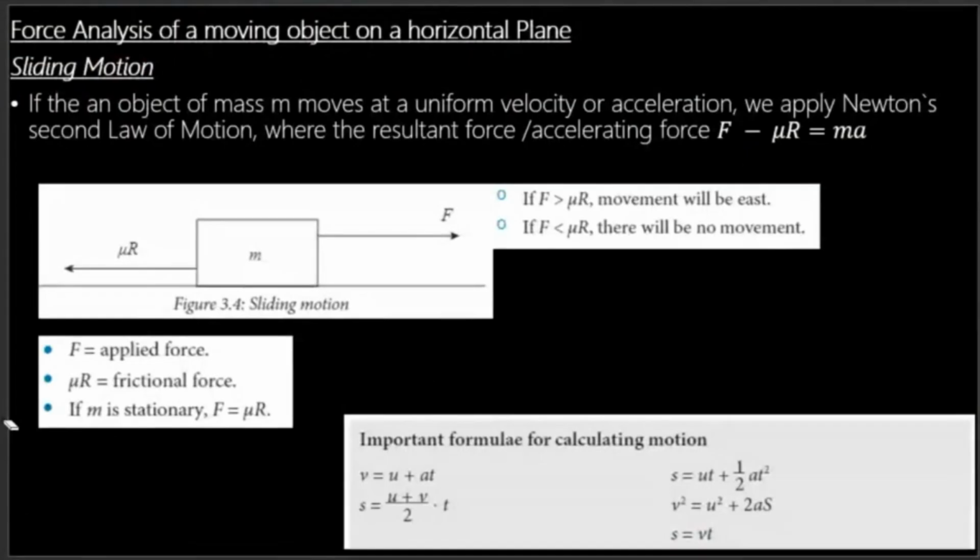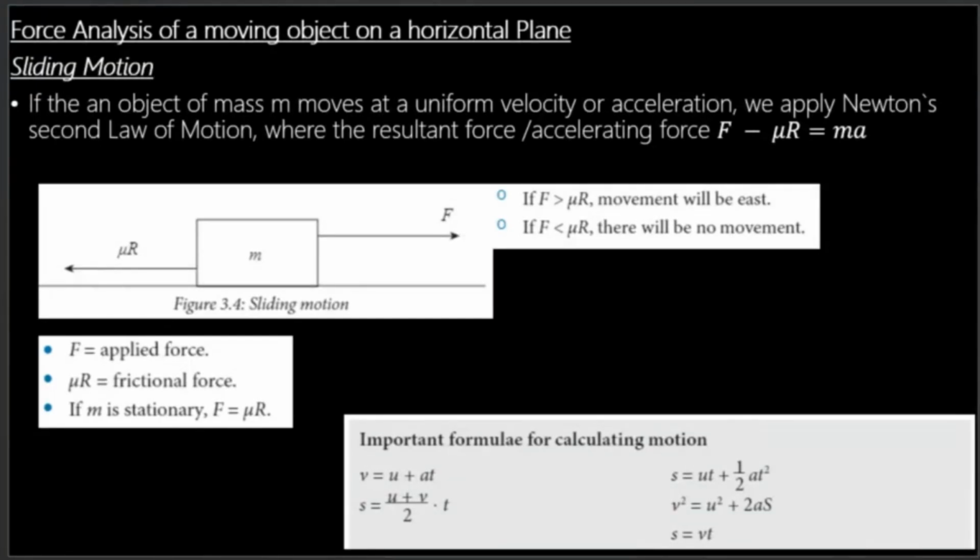So this is where the work is. Force analysis of a moving object. We are going to be looking at force analysis of a moving object on a horizontal plane, and we are also going to be looking at the force analysis of a moving object on an inclined plane. The inclined plane is when the plane is inclined at an angle. So if an object of a mass moves at a uniform velocity or acceleration, we apply the second law of motion. Most of our calculations are going to be based on Newton's second law of motion.